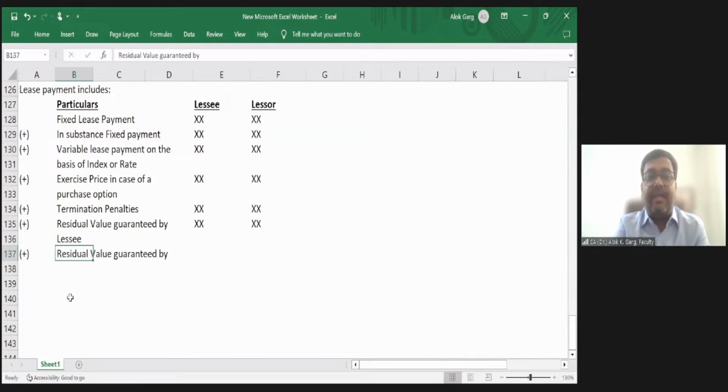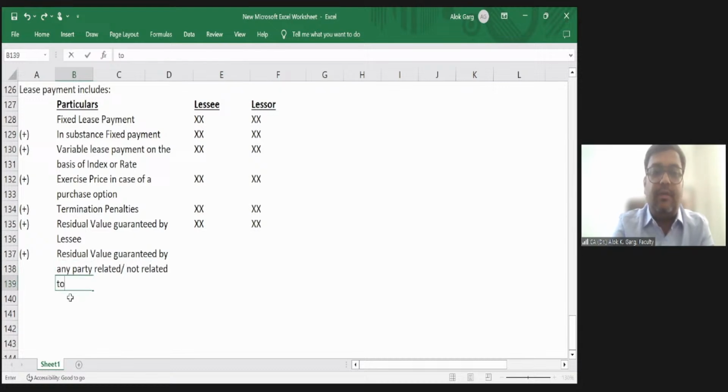So the residual value guaranteed by any party related or not related to the lessee, that will also come under the lessor. It will not come here. It will come under the lessor. Right. So this is the amount of lease payment in the books of the lessor and in the books of the lessee.